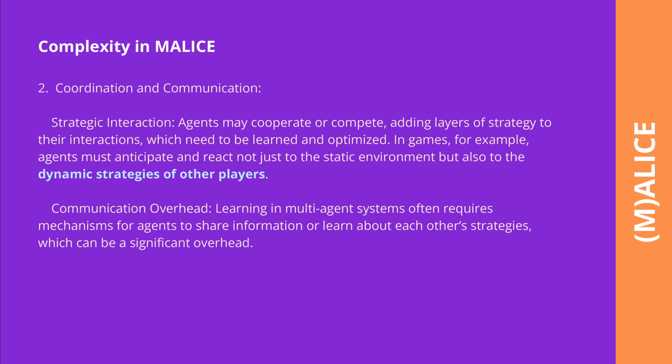Talking about solving, coordination, communications. You know that our AI pool with our agents may cooperate or may compete for certain things, but this adds, of course, layers of strategy to their interaction, which needs to be learned in the first place and then to be optimized. So in our Markov game, for example, an agent must anticipate and react not just to how the static environment behaves, but also to the dynamic strategy of all the other AI agent players in our defined environment. Of course, we have a communication overhead.